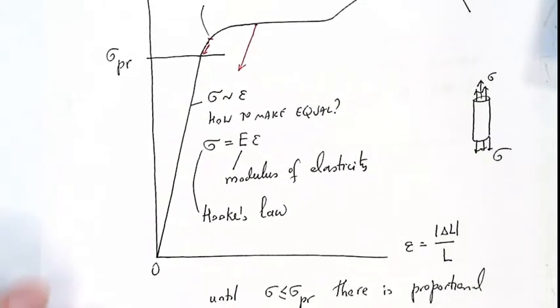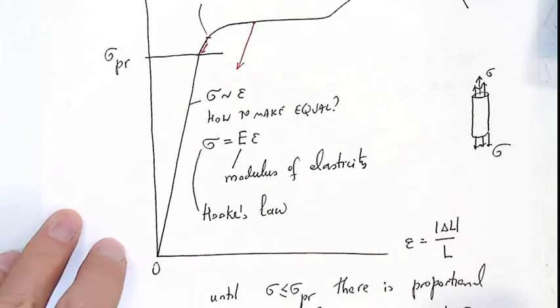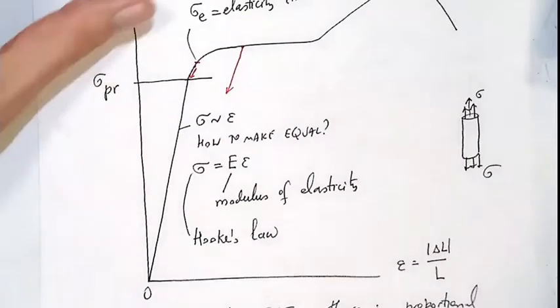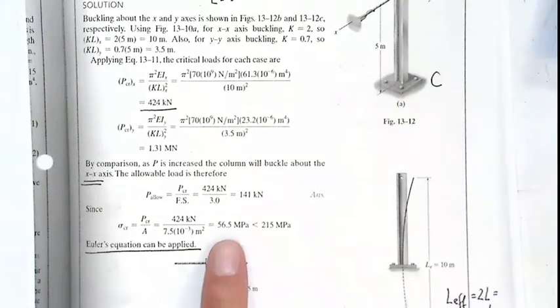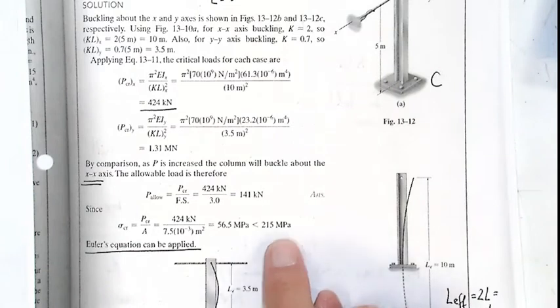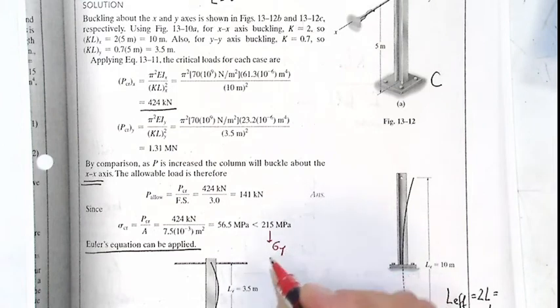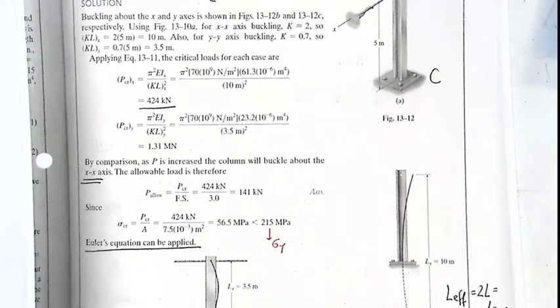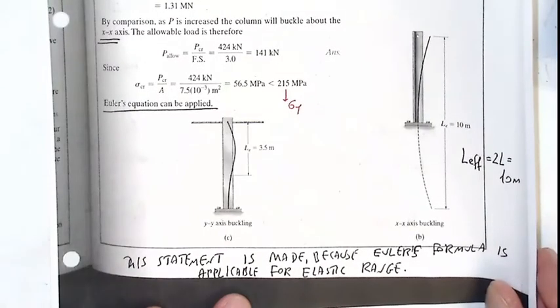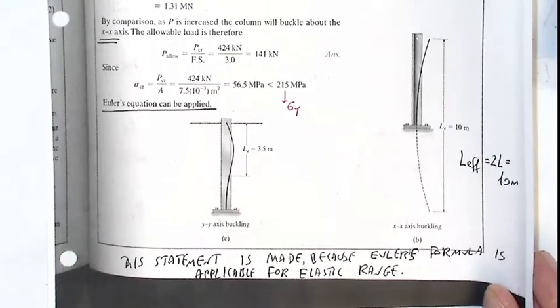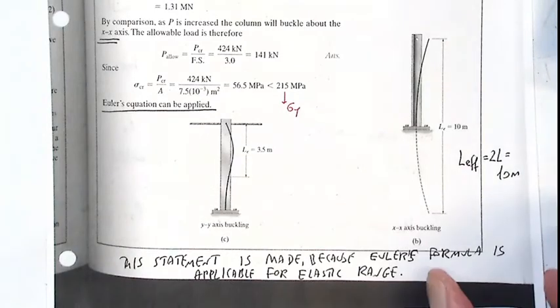But in this particular problem, we said that this value that we obtained is less than this value, which is sigma yield. And therefore, Euler's formula can be applied, because for obtaining Euler's formula we used elastic behavior. So I will continue. Any questions?